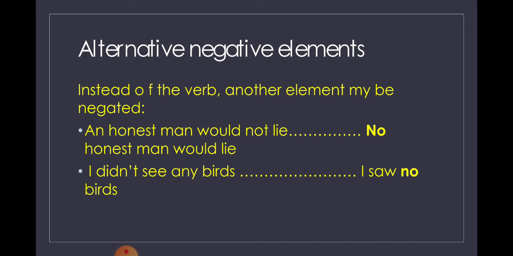It could be negated in another way, like: no honest man would lie. I didn't see any birds can be negated as I saw no birds. Of course, other ways could be added by adding prefixes to words, like un, in, im, etc. These prefixes could make that word a negative one. So these are all considered alternative negative elements or alternative negation.